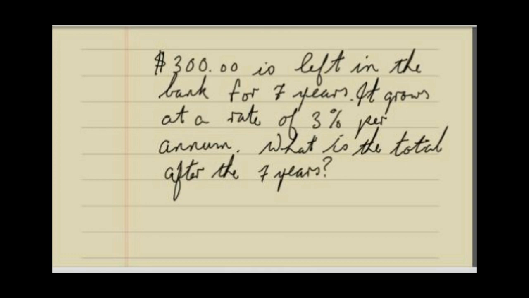So we say then that $300 is left in the bank for 7 years. It grows at a rate of 3% per annum. What is the total after 7 years? Well, we know that the total, let's call it the amount A, is going to be equal to 300 times 1.03 to the n, where n equals 7. So we could just put 7. And that's it. So let's do that.